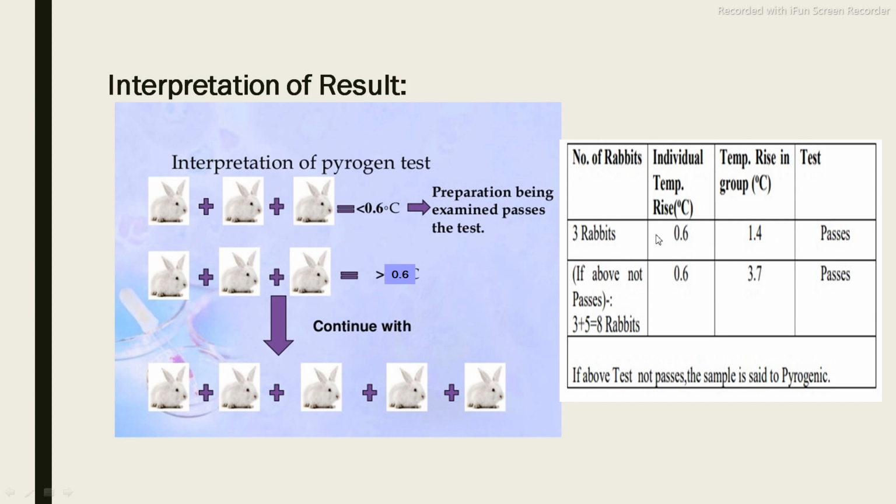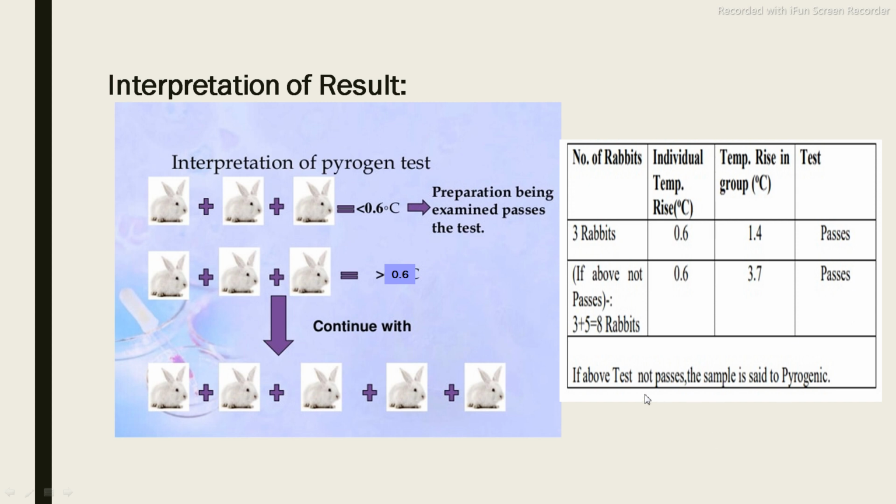If any one of these rabbits does not comply with the test, then we are going to take another group of rabbits, that is 5 rabbits. So total will be 3 plus 5, 8 rabbits. In this case again the individual body temperature rise may not be more than 0.6 degrees Celsius, and the group temperature should not be more than 3.7 degrees Celsius. If it complies with this test, then it passes the test for pyrogen.